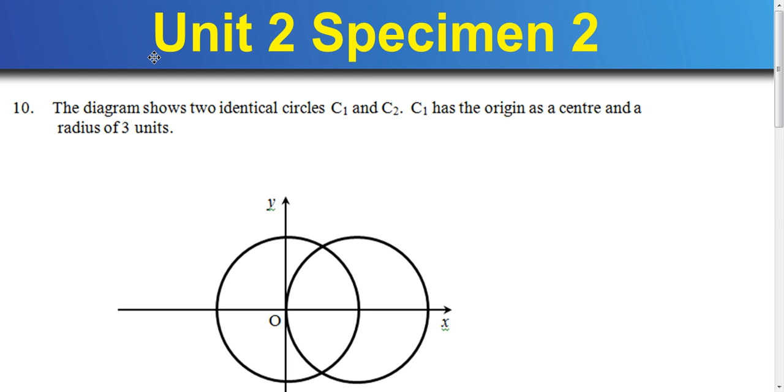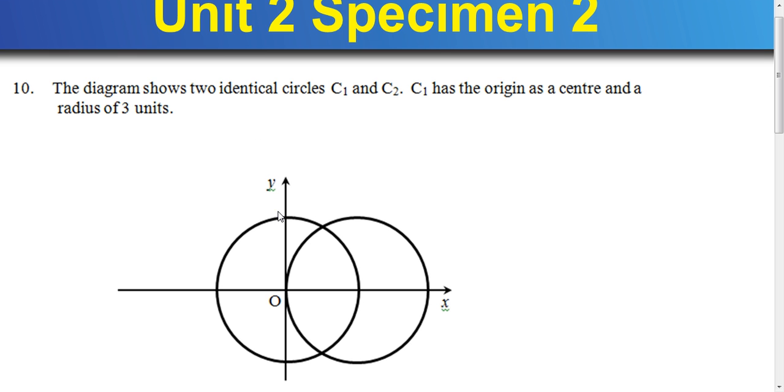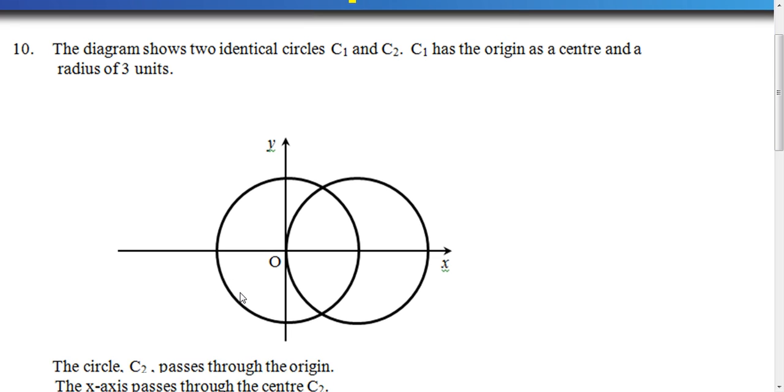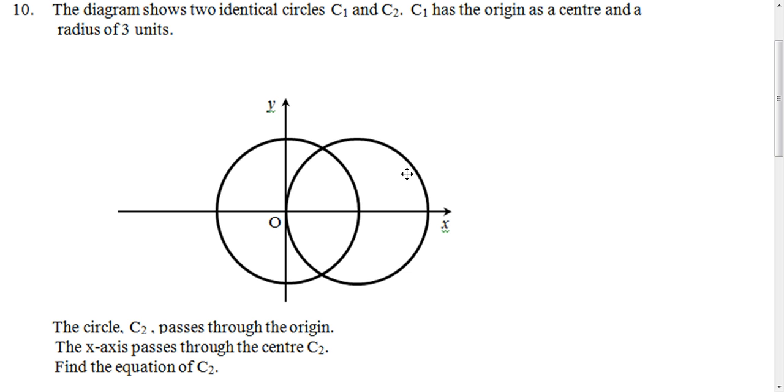In this lesson, we're going to look at the last two questions in the Unit 2 Specimen 2 Higher Assessment, 10 and 11 on the circle. So in question 10, the diagram shows two identical circles, C1 and C2. C1 has the origin as the centre, that's this one here, and a radius of 3. The circle C2, this one here, passes through the origin, the x-axis passes through the centre of C2, and we have to find the equation of C2.